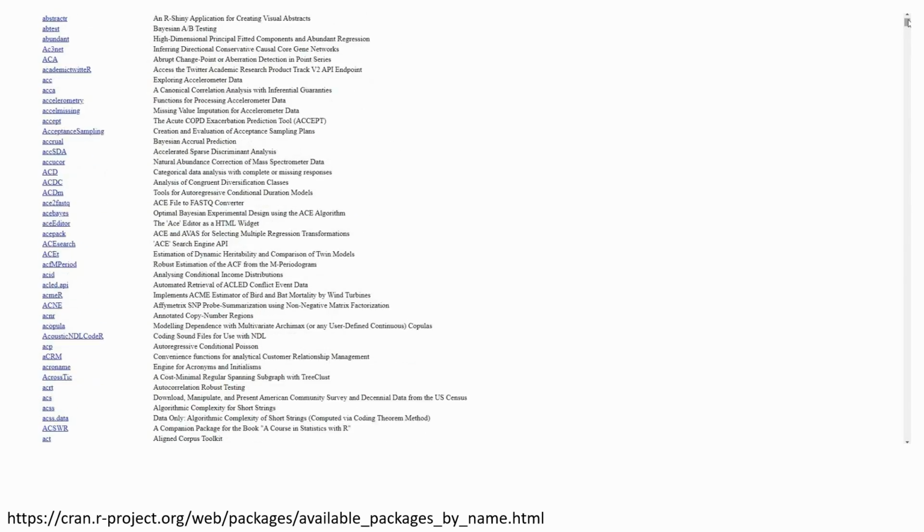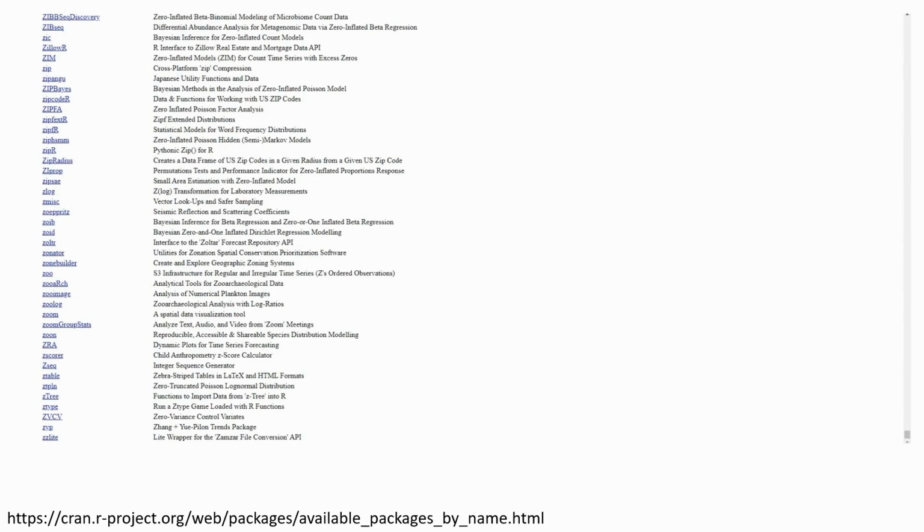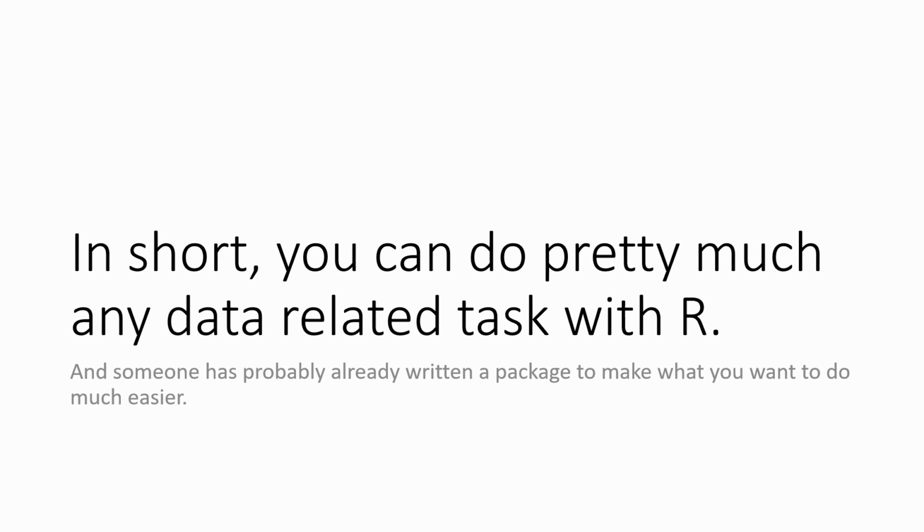And as you can see, as I scroll down this list, there are many, many packages available for R, and they do all sorts of things. And those things aren't all heavy statistics. There are heavy statistical packages out there that just create complex statistical models, but there are also packages to do things like explore geographic zoning systems and just count the number of plankton in an image. Really, you can pretty much do any data related task with R, and somebody has probably already written a package to make what you want to do much easier than if you were trying to do it by yourself.